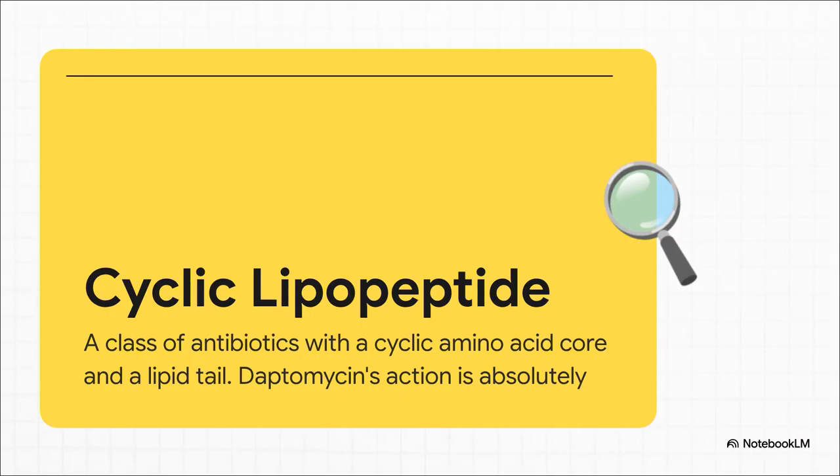So what exactly is daptomycin? Structurally, it's a cyclic lipopeptide. It has this ring of amino acids and a lipid tail. But honestly, the most critical detail here, the one thing you can't forget, is its absolute dependence on calcium. Without the calcium ions that are just floating around in our bodies, daptomycin is completely inert. It does nothing. And that fact is the key to its entire mechanism.